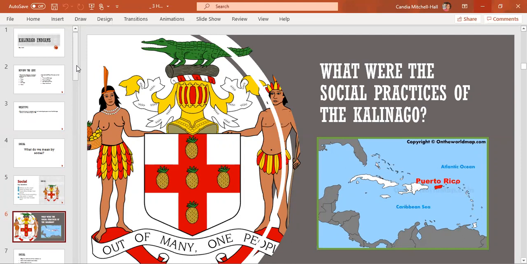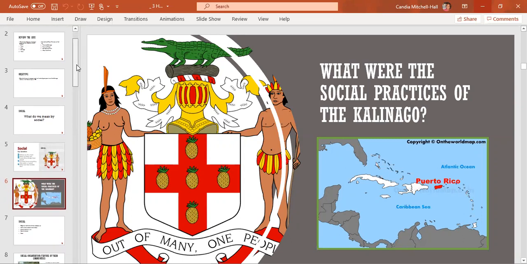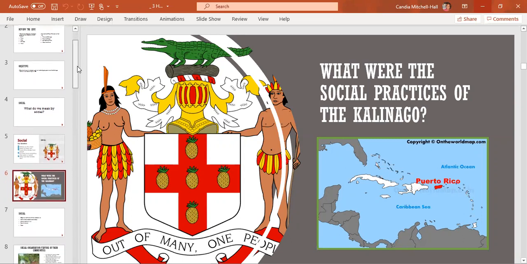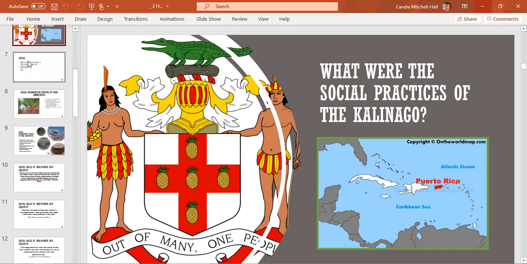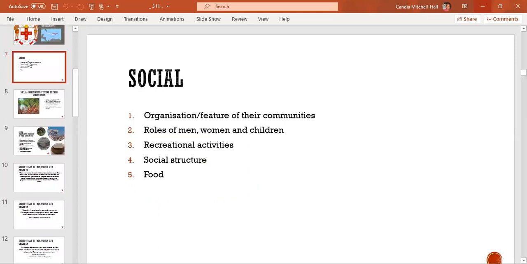What else do you know about the Kalinagos? Sir, the men and women. The men and women ate separately. Yes. They wore little to no clothes, but plenty of jewelry. A lot of jewelry, very correct. And they were warlike people, fierce. Thank you very much, everyone. What we're going to do today is look at some of their social aspects.